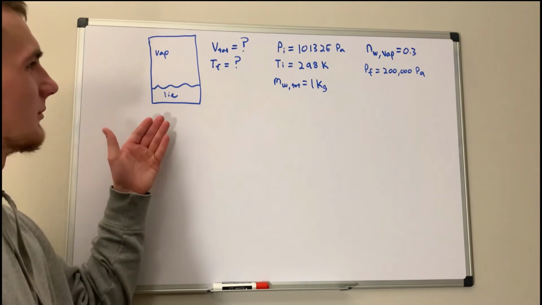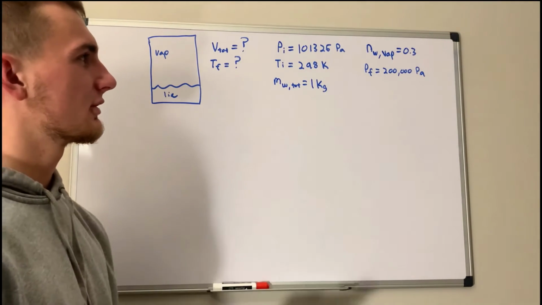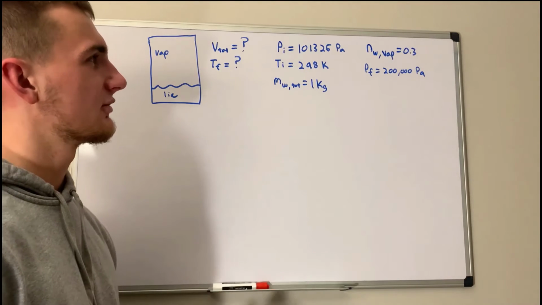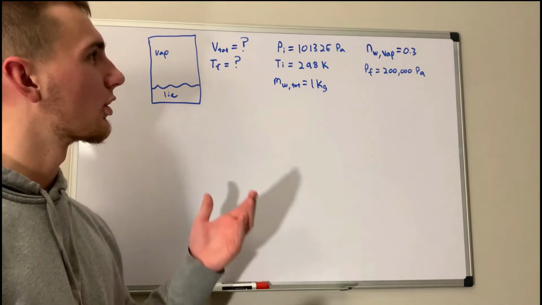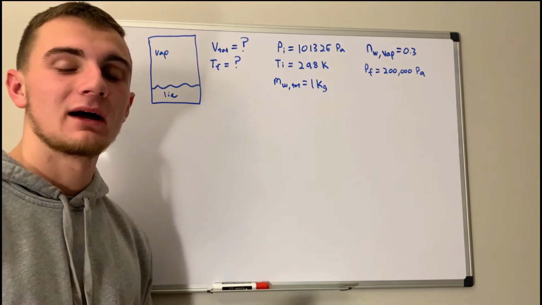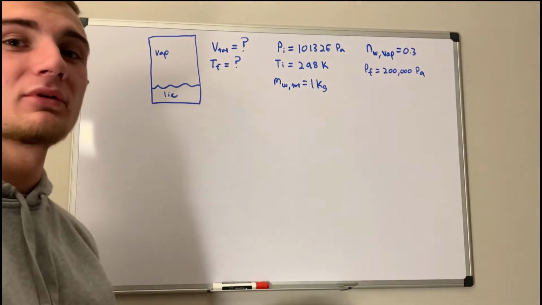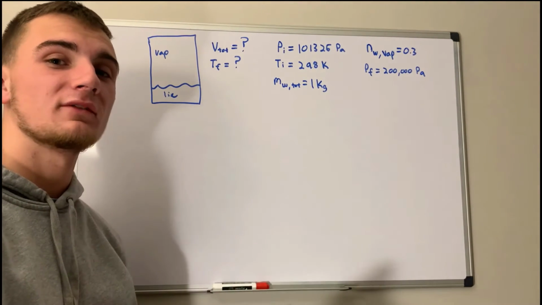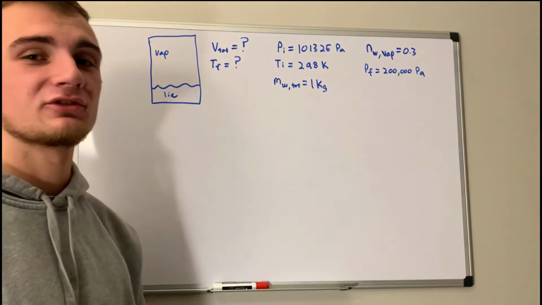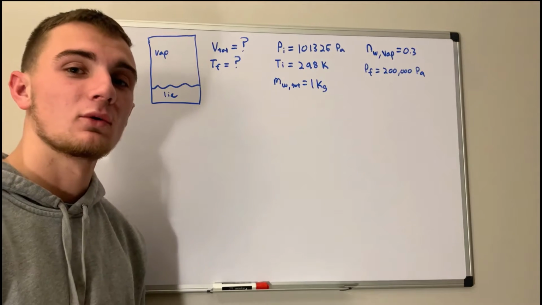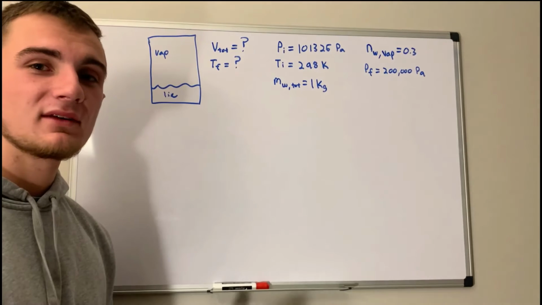In this example problem, what we have here is an initially open container with a total of 1 kilogram of water in it at an initial temperature of 298 kelvins and an initial pressure of 1 atmosphere, or 101,325 pascals. Now, what we do in this situation is close this container and completely seal it off so that no air or water vapor can escape, and we heat the container up to a final pressure of 200,000 pascals, or 2 bar, and the number of moles of water in the vapor phase at the end is equal to 0.3.